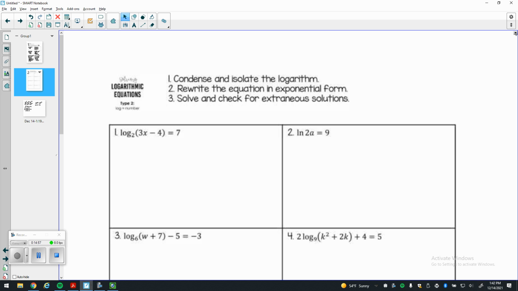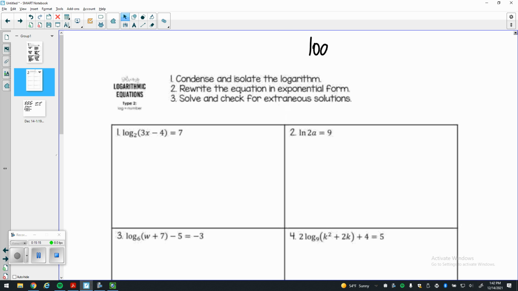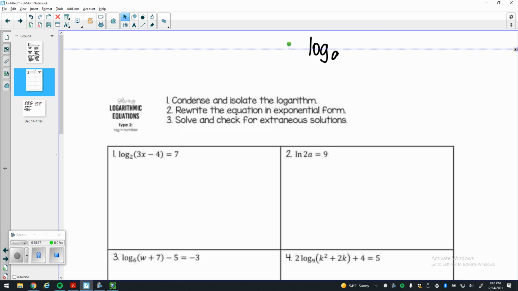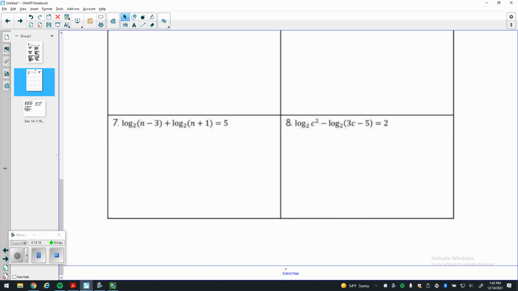Okay? So, are there logs on both sides of that equation on number 1? No. So I cannot solve it using log. What you have to do is convert it to exponential form. So we have to remember how to go from log to exponential. So we would have had log base b of a equals x, and we need to take that to exponential form.